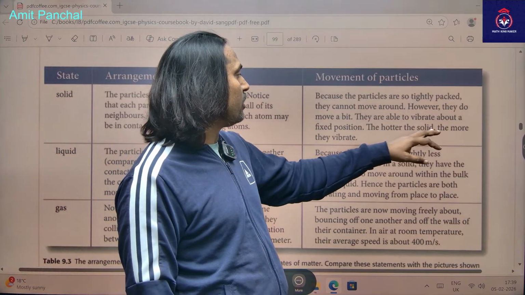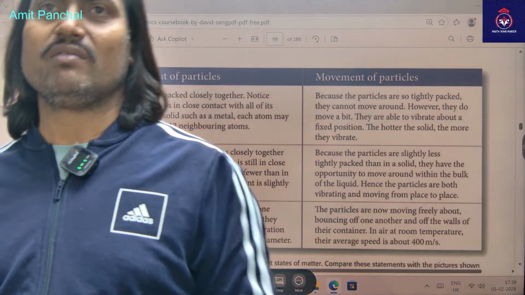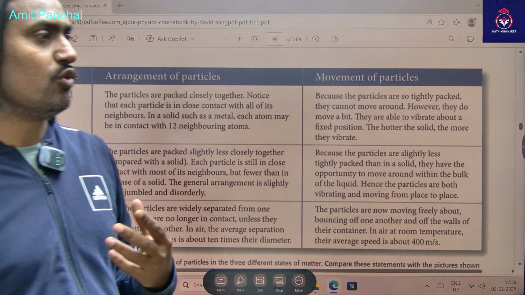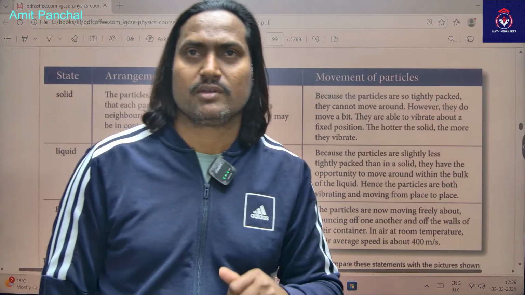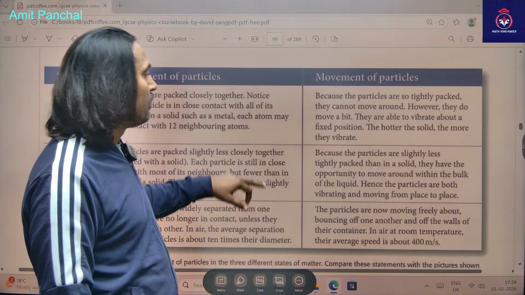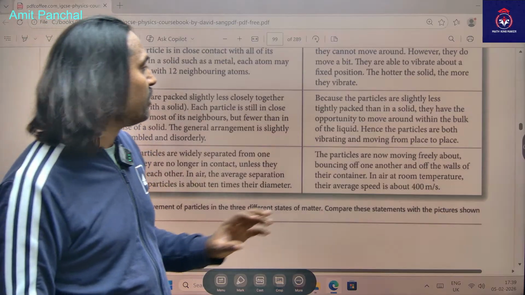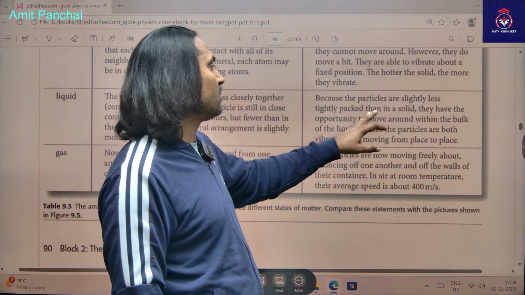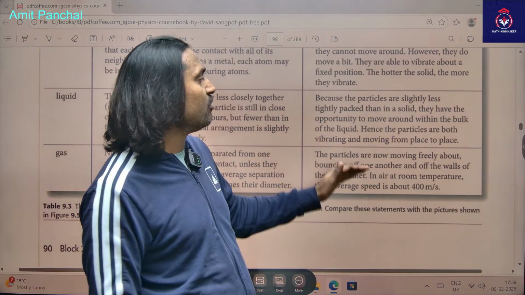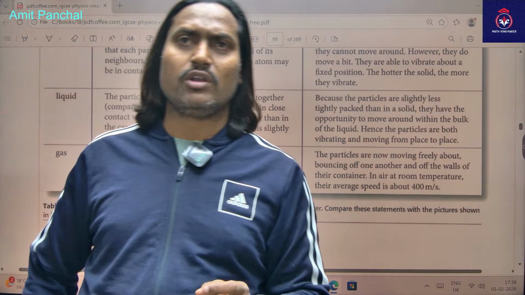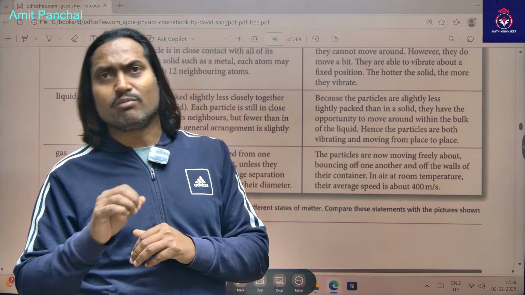The hotter the solid, the more they vibrate. Whenever we give some energy, they just vibrate at the same position because they don't have space. But in the case of a liquid, they have some slight space between them. Because the particles are slightly less tightly packed than in a solid, they have the opportunity to move around within the bulk of the liquid. Hence the particles are both vibrating and moving from one place to another. So in a solid they are only vibrating, but in a liquid they are vibrating and also moving.